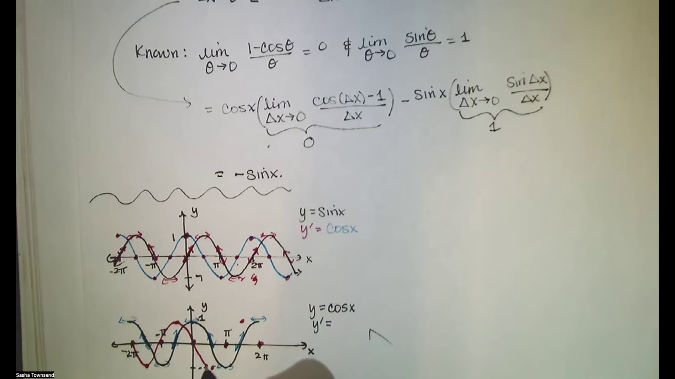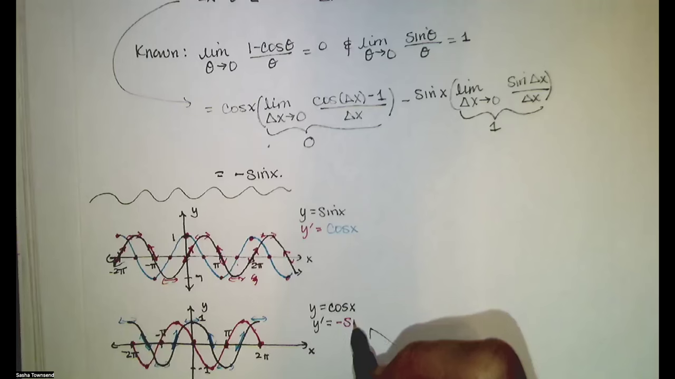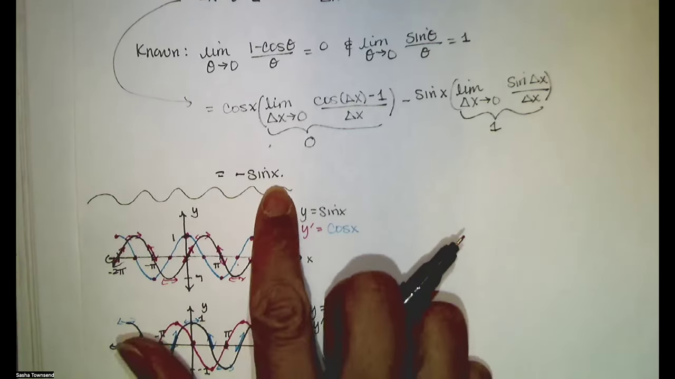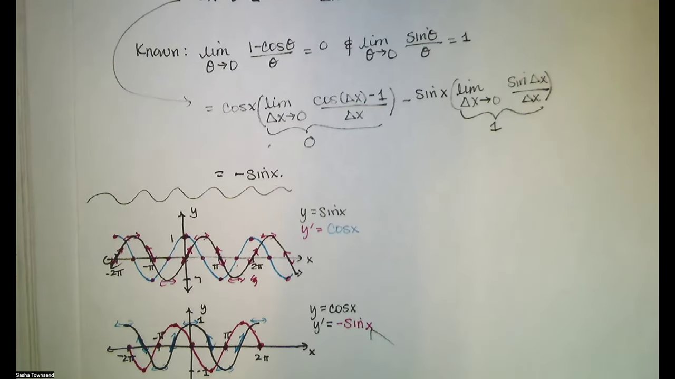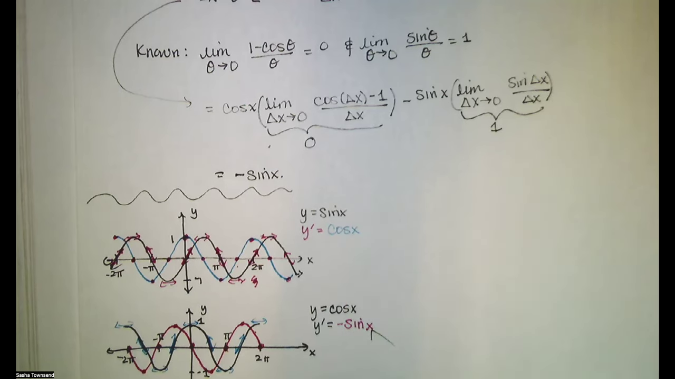You ask yourself, well, what does that graph look like? It looks a lot like the sine graph, right? Except instead of going up first and then down, it goes down first and then up. It turns out that that's equal to negative sine of x, which is consistent with our derivation algebraically. So the derivative of sine is cosine, and the derivative of cosine is negative sine.